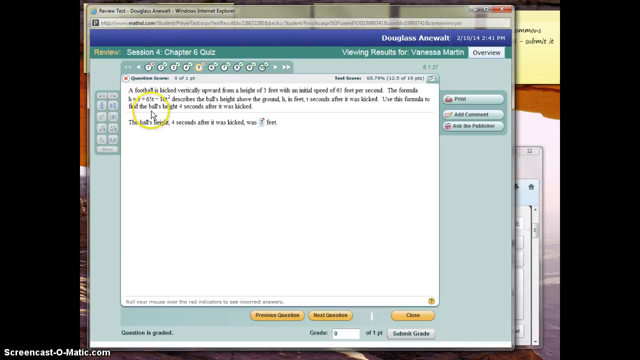For this next one, it's a long paragraph here, but here's the formula for height. The H stands for the height of the football, and T is how much time has elapsed. So you can plug in how much time has gone by and you'll know how high the football is. So what's the ball's height 4 seconds after it was kicked? So that means T is 4.